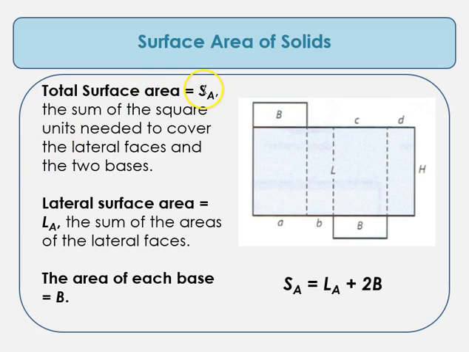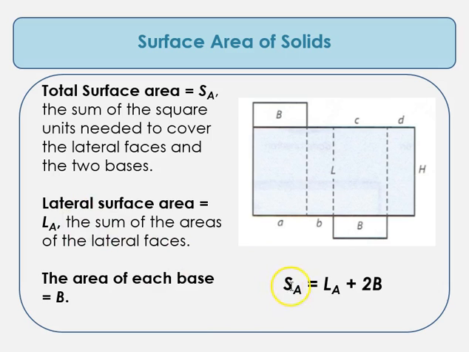So S sub A, or the total surface area, is the sum of the square units needed to cover the lateral faces and the bases. So when we solve these figures, we'll be solving the whole figure and it will equal S.